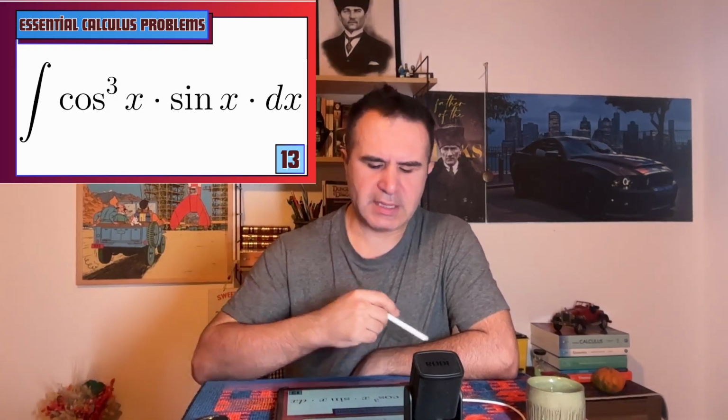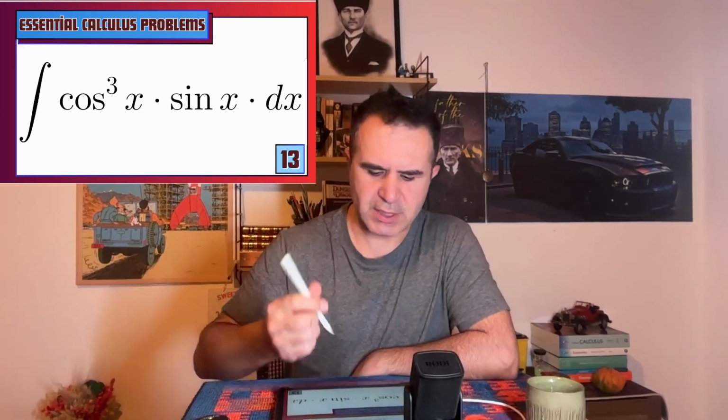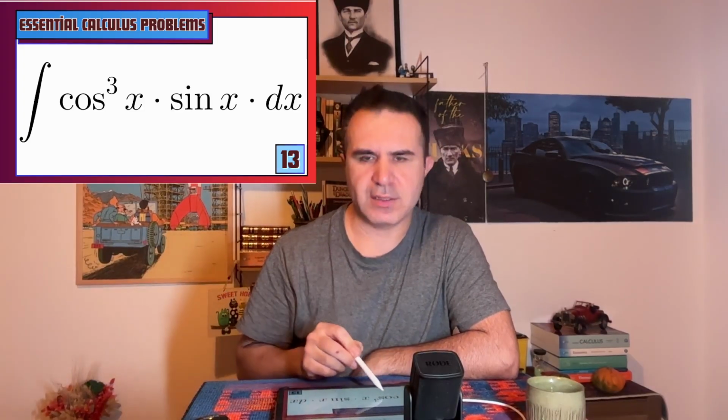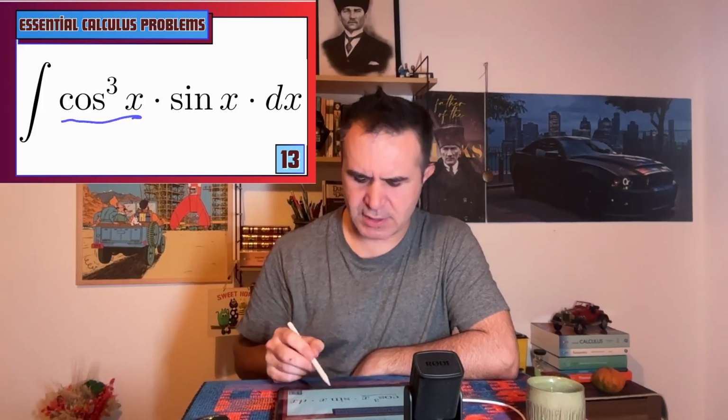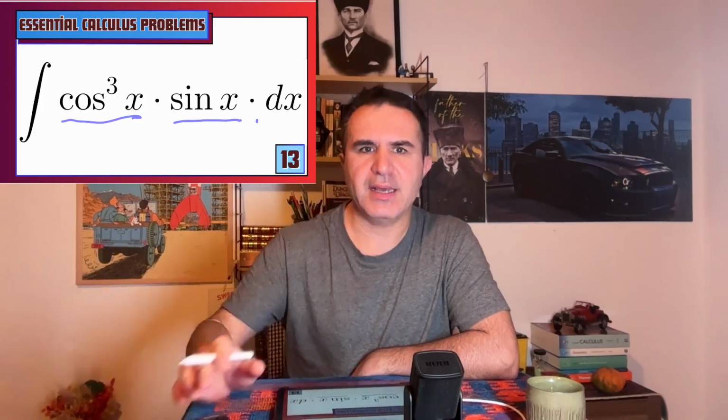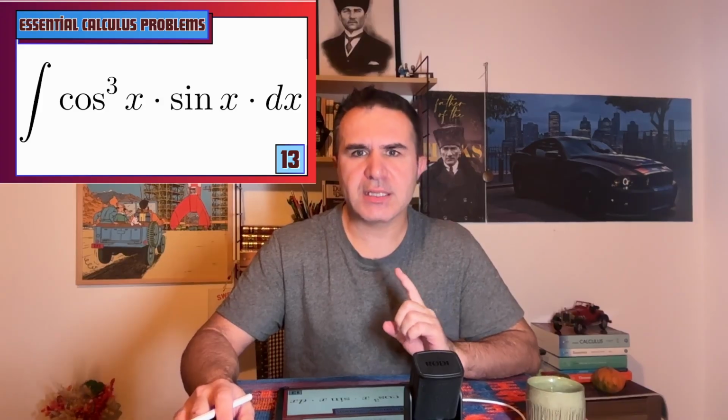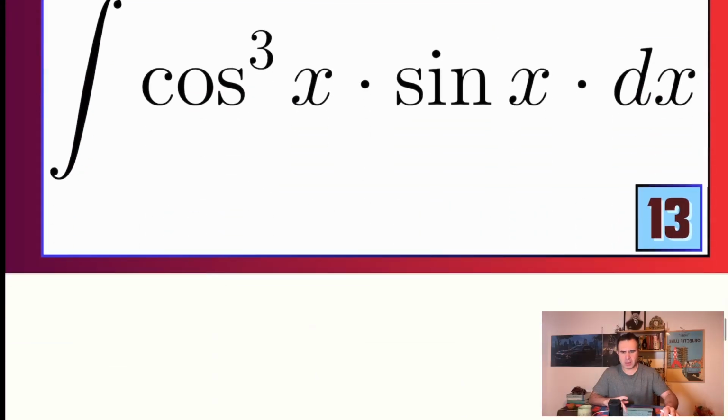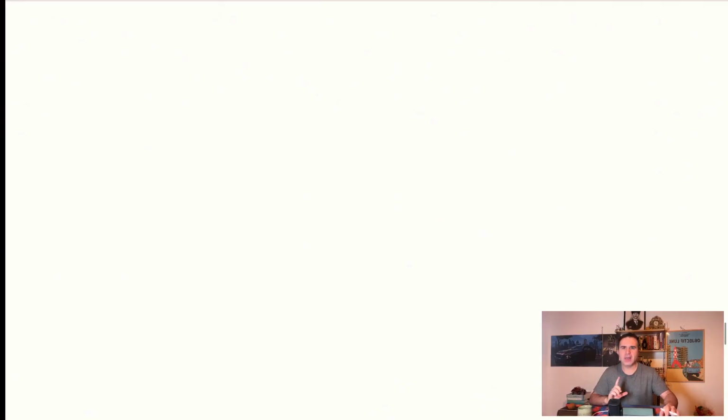Hello everyone. In this lecture of the Essential Calculus problem series, we will solve this integral, the integral of cosine cube x times sine x dx. And we will use here the substitution method. How will we use it?